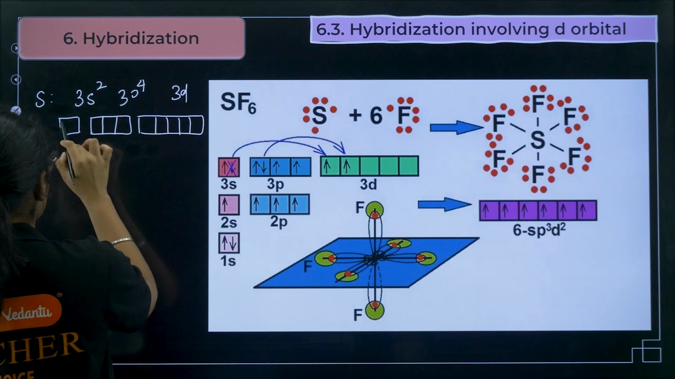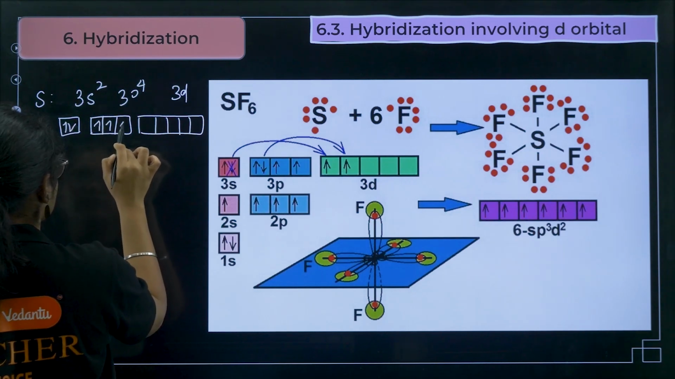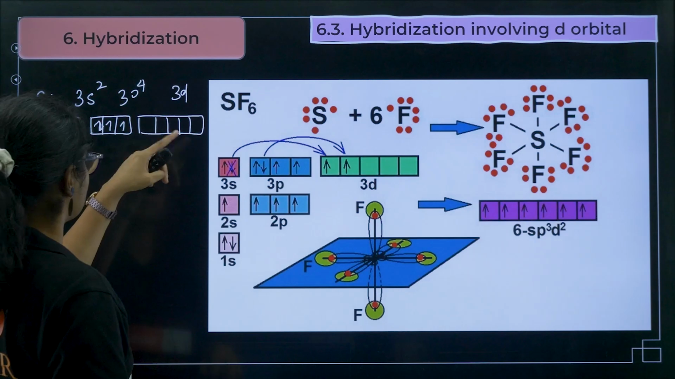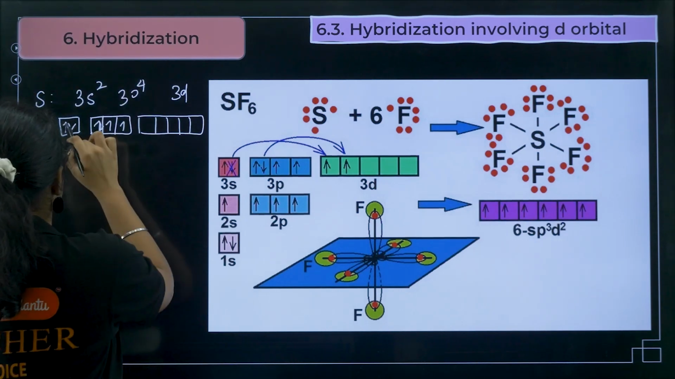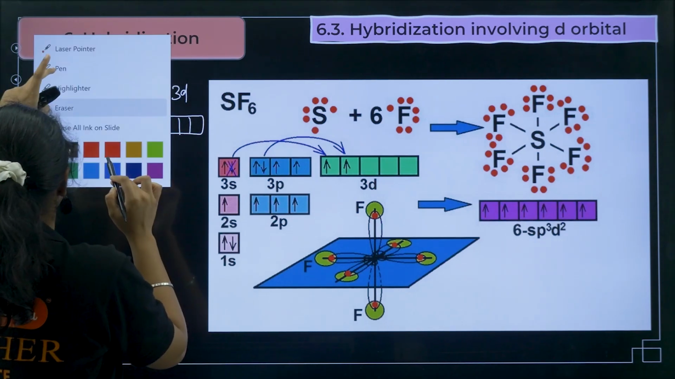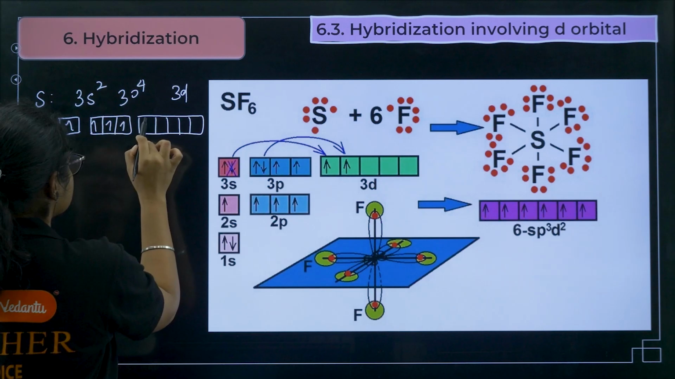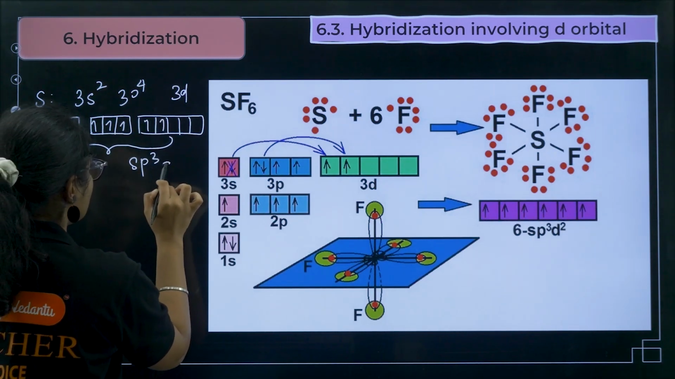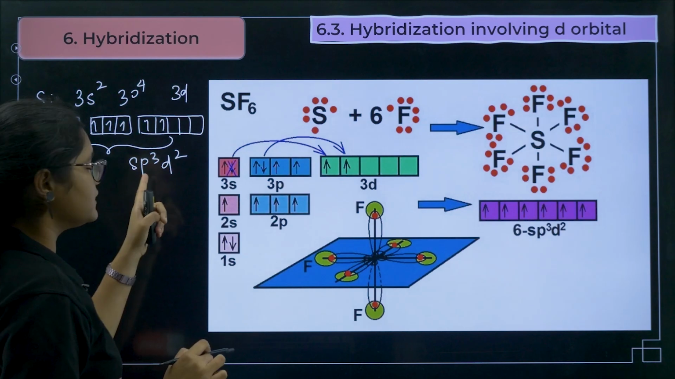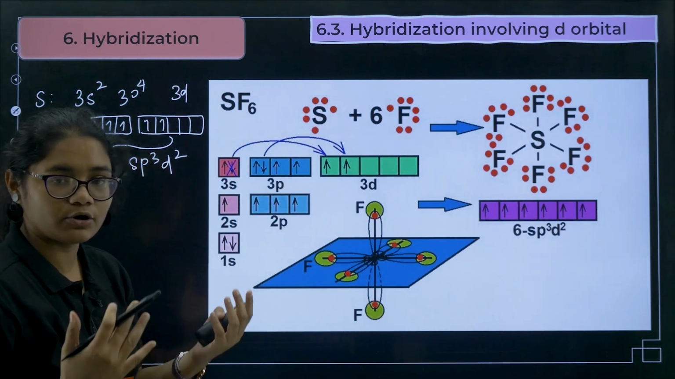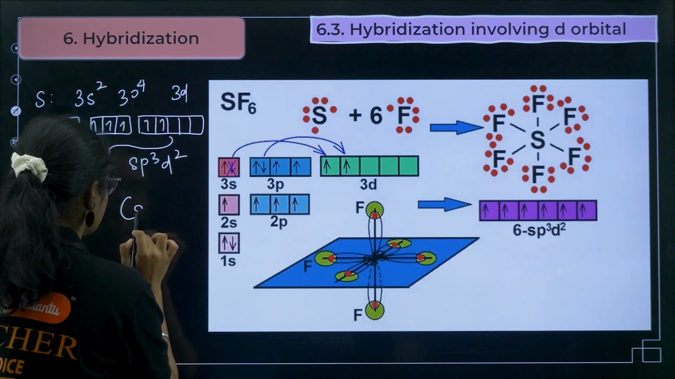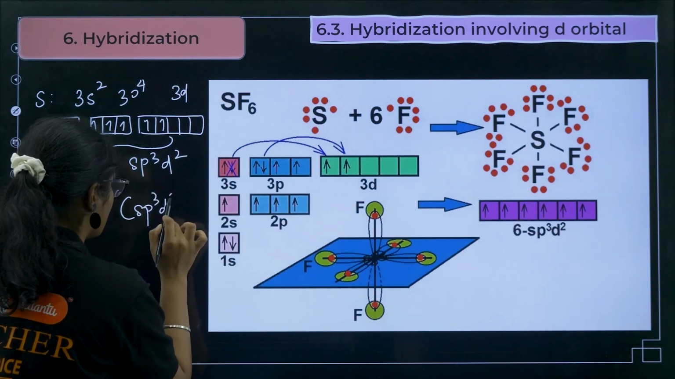So I have 3s2 and I have 3p4, right? But I need 6 unpaired electrons, so I will excite electrons to the 3d orbitals. These electrons have come here. Now these sp3d2 orbitals will undergo hybridization. So how many orbitals are there? 6 orbitals have undergone hybridization. So how many hybrid orbitals will I get? I'll get 6 sp3d2 hybrid orbitals.